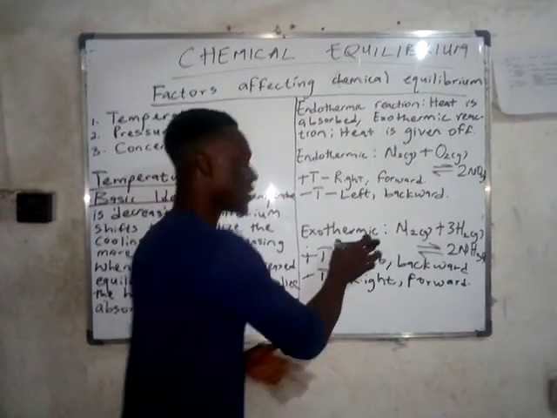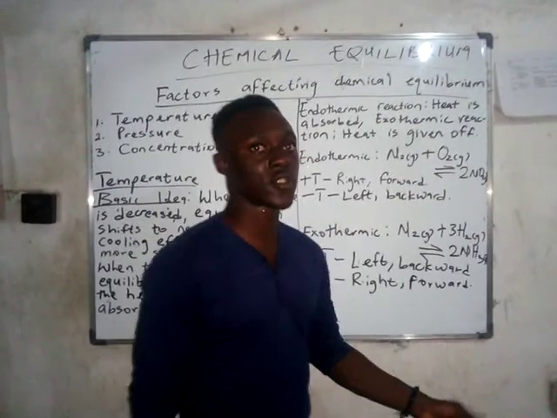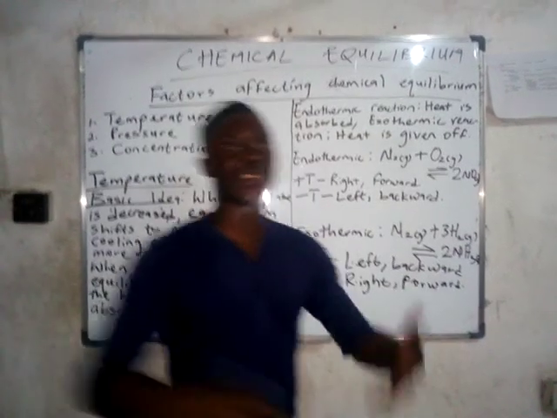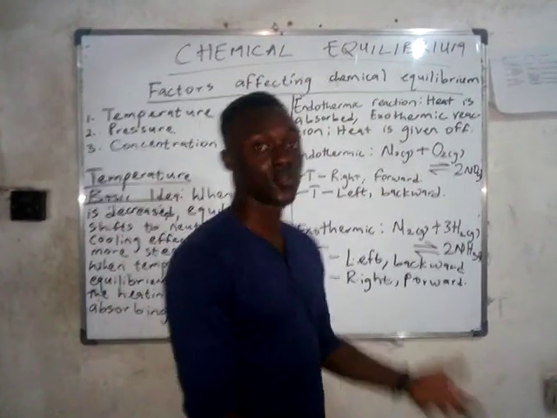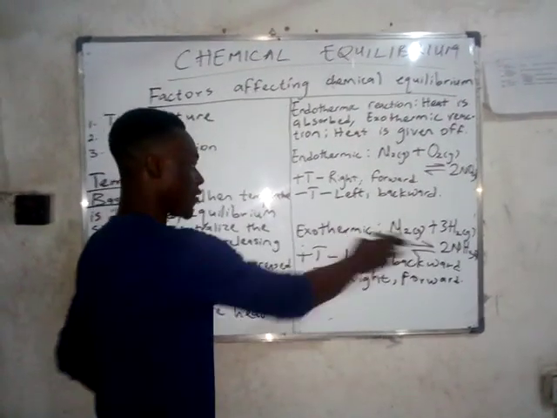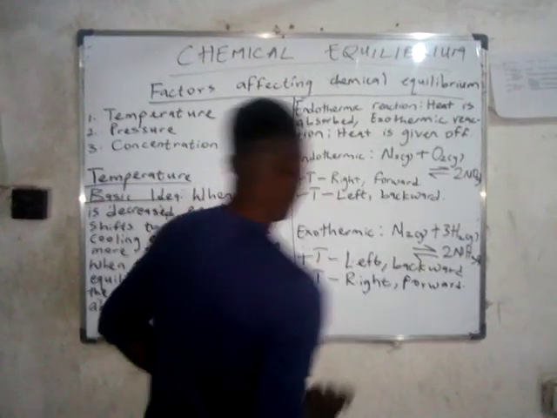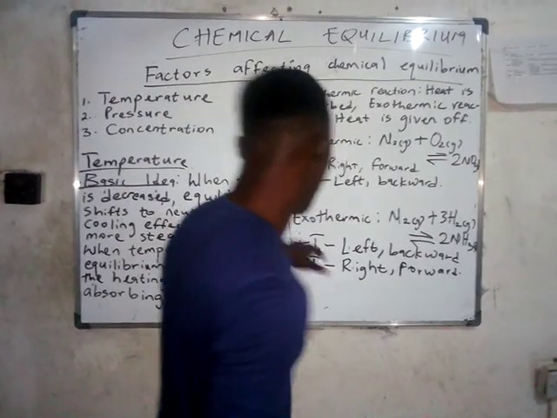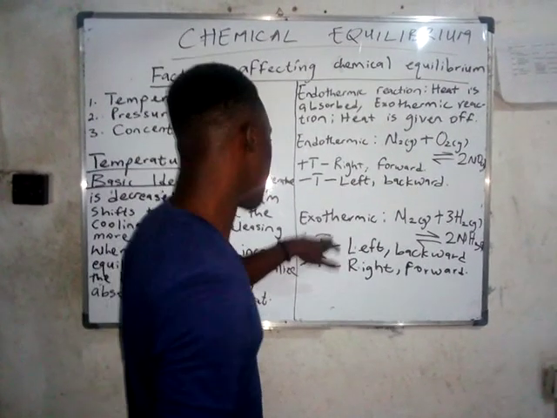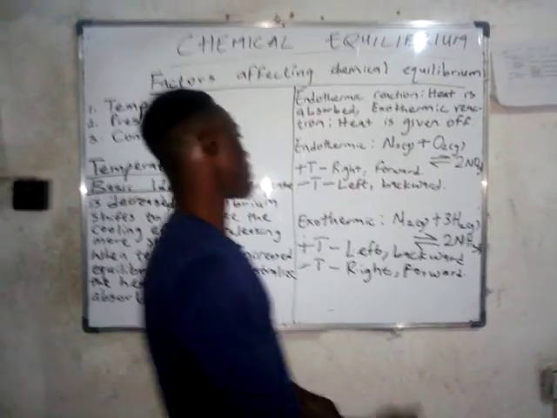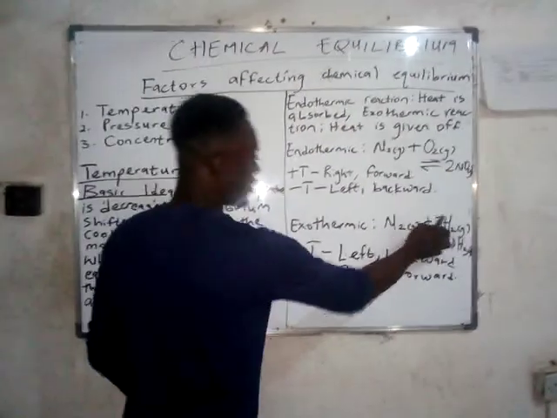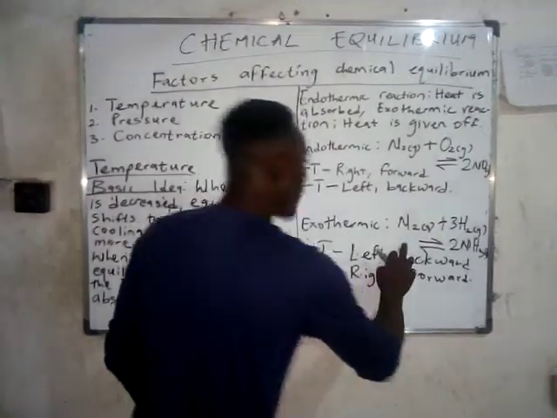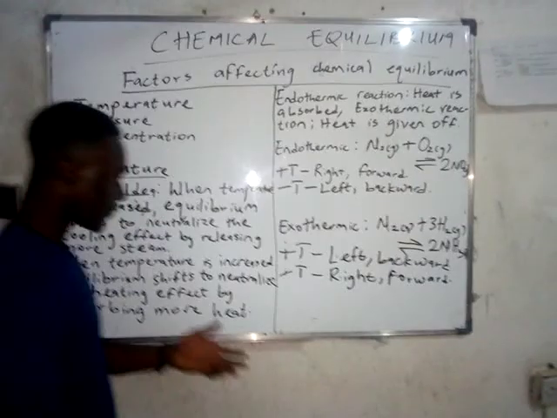So that's basically the concept of an exothermic reaction, where you have heat being liberated. Some reactions liberate a greater amount of heat than others do. But for this reaction, we are going to see what happens when you increase the temperature. When you increase the temperature of an exothermic reaction, the equilibrium is going to shift to the left, which is the reactant. The equilibrium will shift to the reactant, and then the backward reaction will be favored.